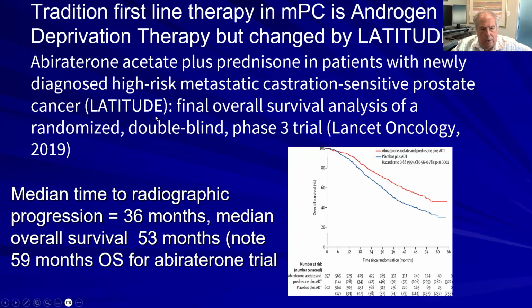The Latitude trial was very instrumental in this change in practice. And what they showed was that if you added abiraterone to the androgen deprivation therapy, you had a prolonged response. They showed a median time to progression of about 36 months and a median overall survival of 53 months. And I will note for you that our median time to survival in the standard androgen deprivation therapy and then the abiraterone applied with an adaptive therapy was 59 months, already significantly greater than this trial's results.